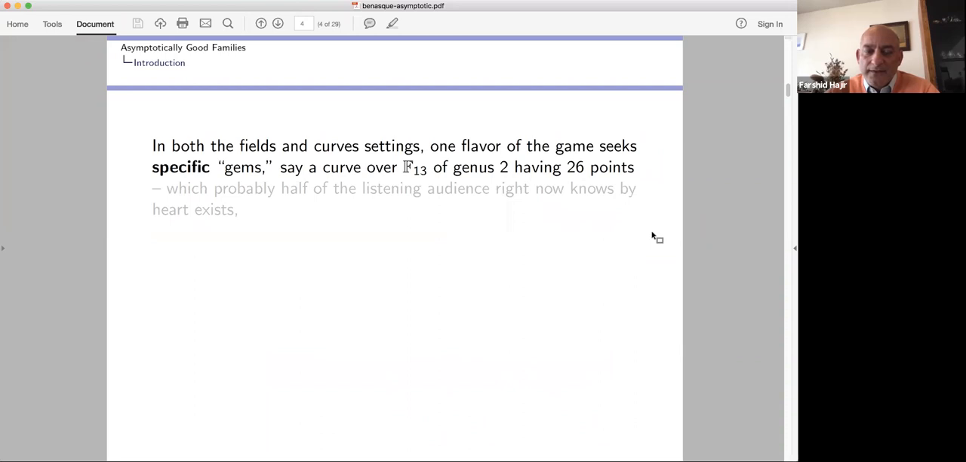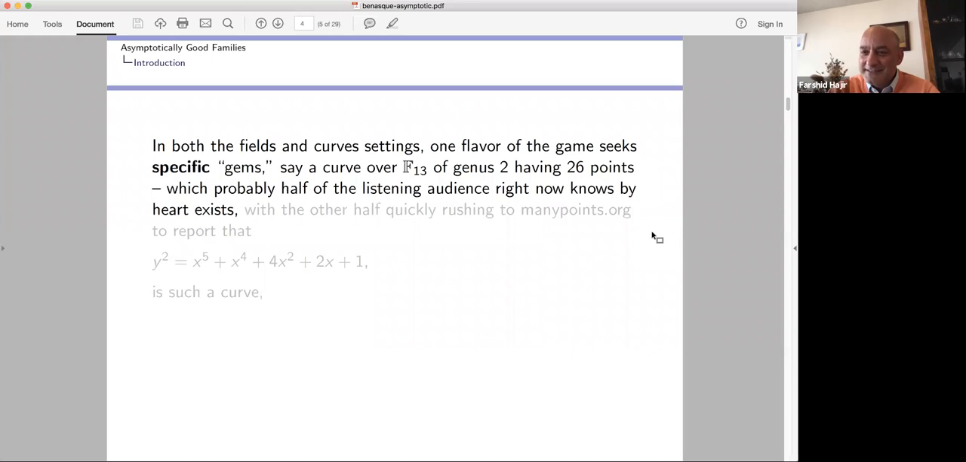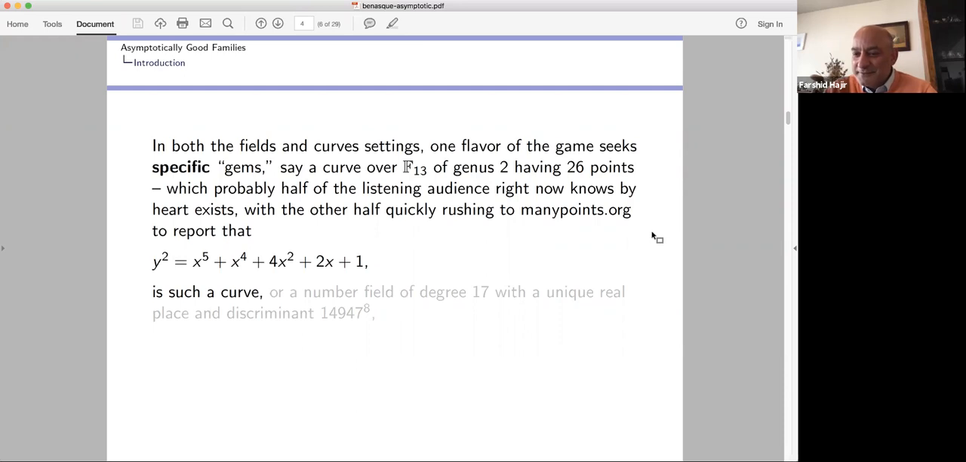So one way of playing this game is to seek specific gems, I call them, like a beautiful little object that seems beautiful if you've been hunting for it for a long time and you find it eventually. So let's say you're looking over F13 for curves of genus 2 having 26 points. Most people in this audience probably know that exists, and the other half are thinking, oh, I can go to manypoints.org, which I just learned about from this conference. And there it is.